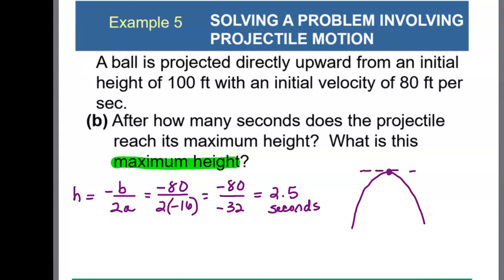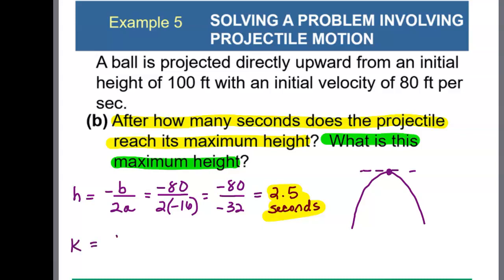Again, that gives us the time. We want to know also the maximum height. So the answer to the first part of the question, after how many seconds does the projectile reach its max height, is 2.5. Now we're going to answer this second part. So what is the max height?